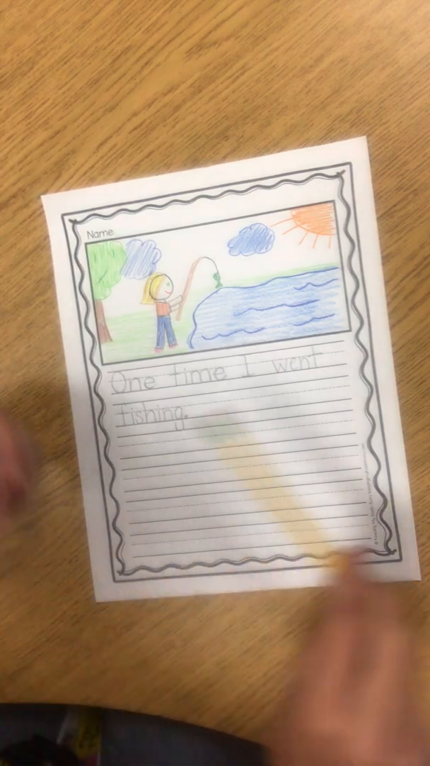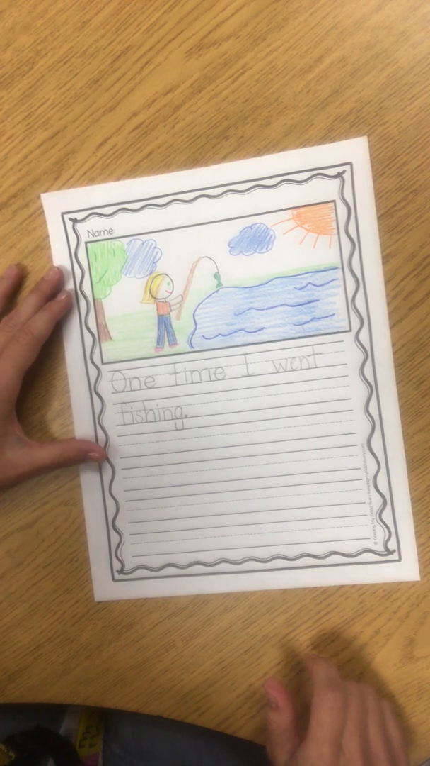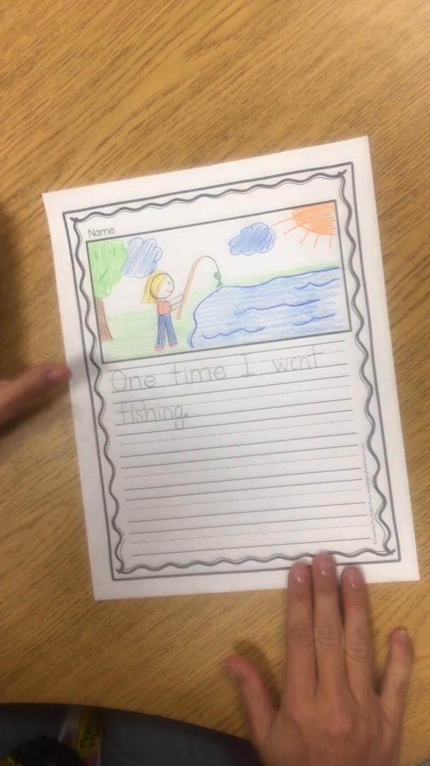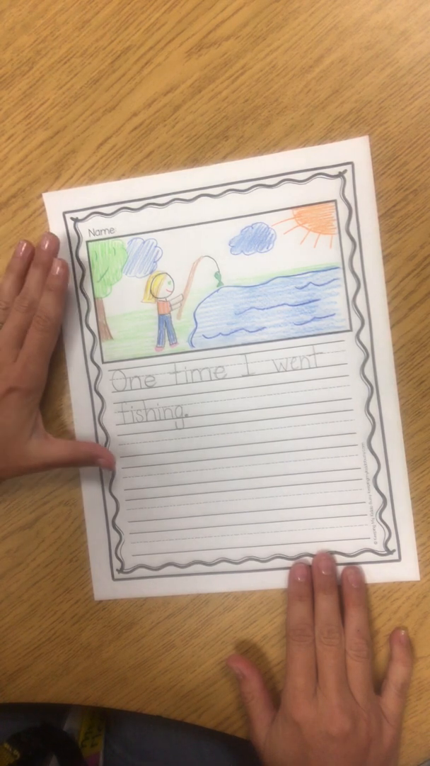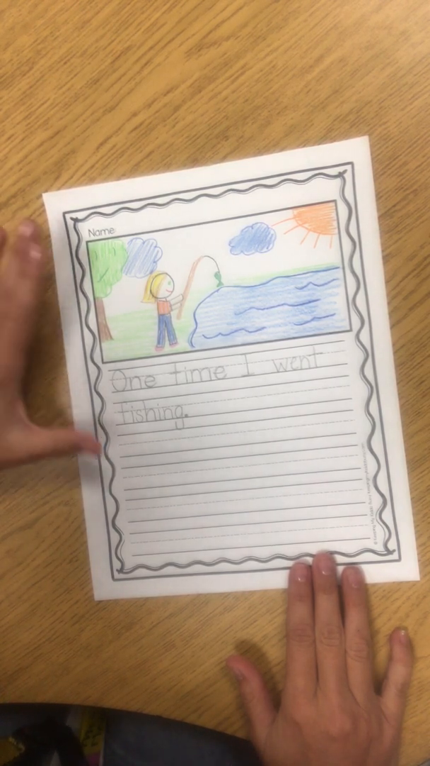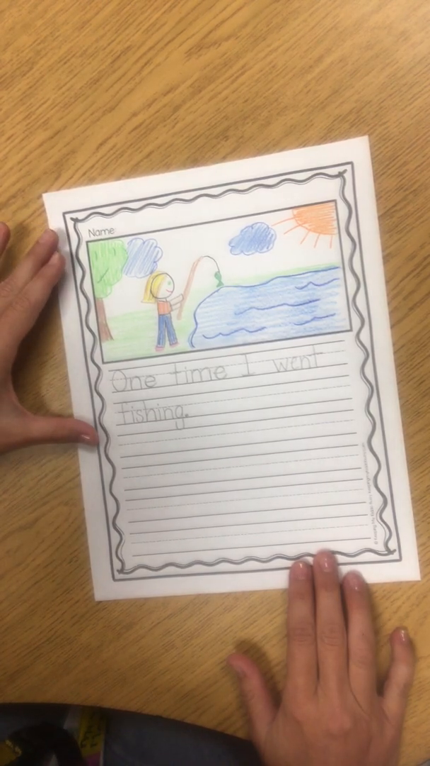So in just a second, you're going to complete the same kind of writing assignment for yourself. Now, please make sure that you're choosing something that's important to you to write about, something that you've done. It may be fishing, but it may not be the same thing. So I want you to do your own writing, and then you'll take a picture and submit it for your teacher.